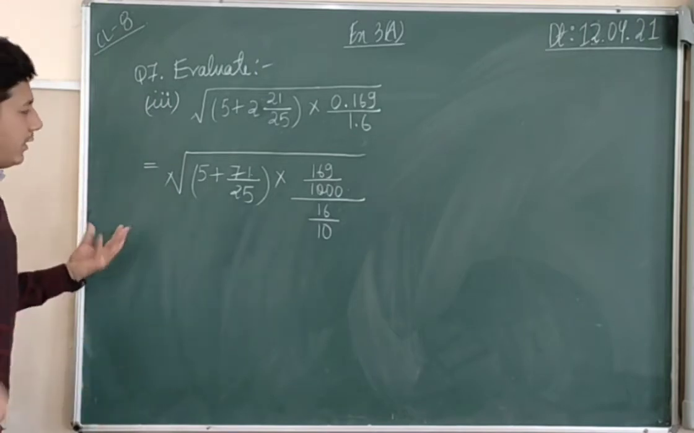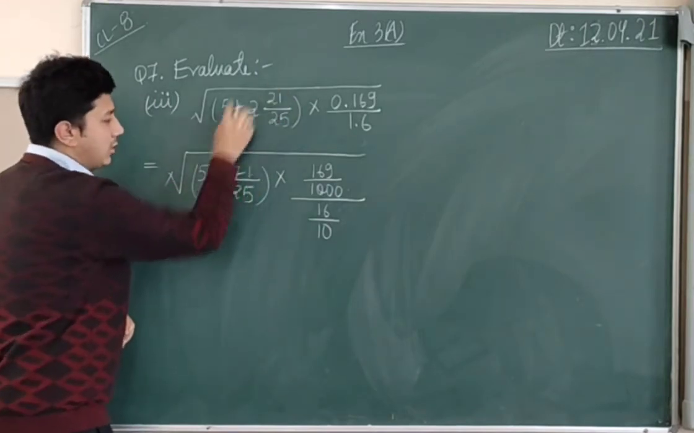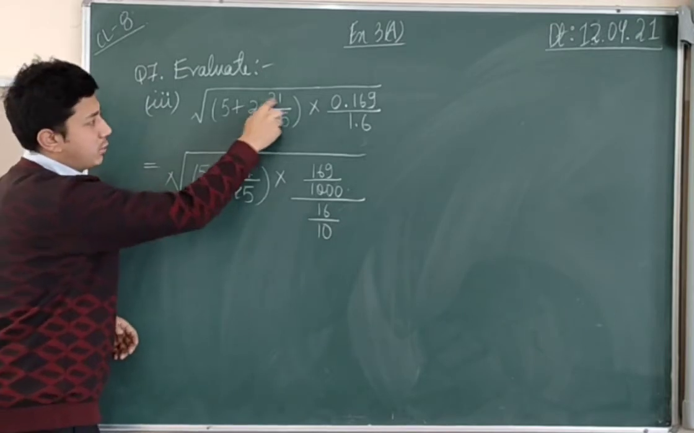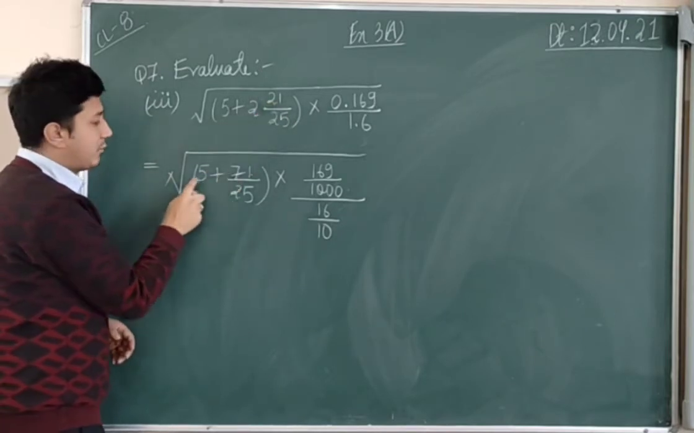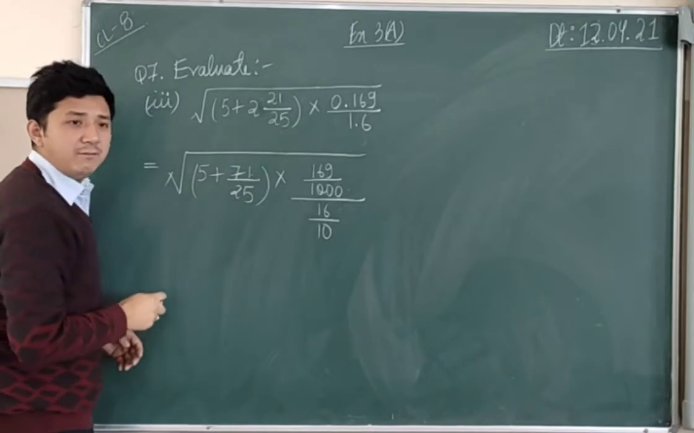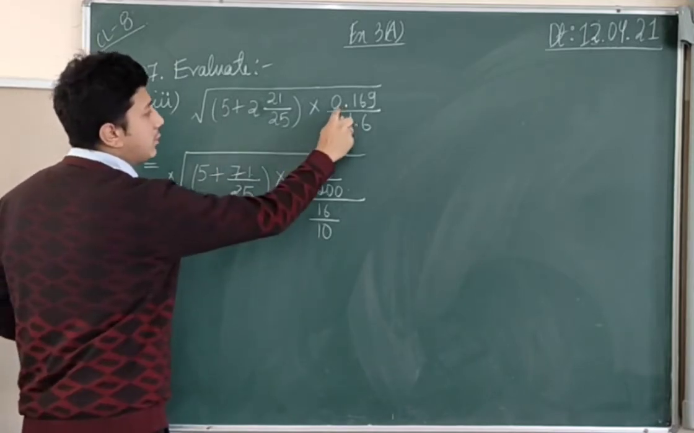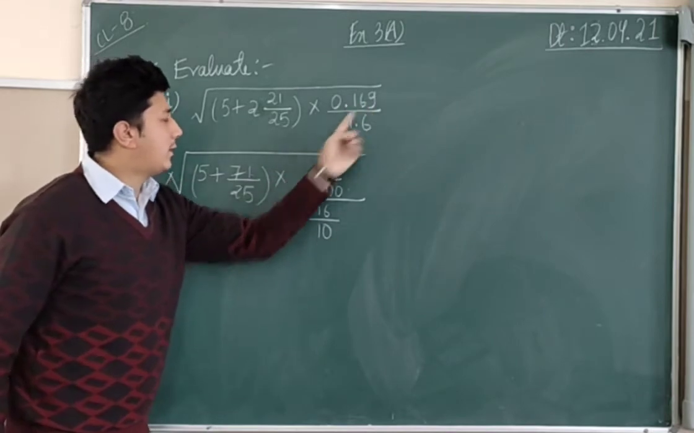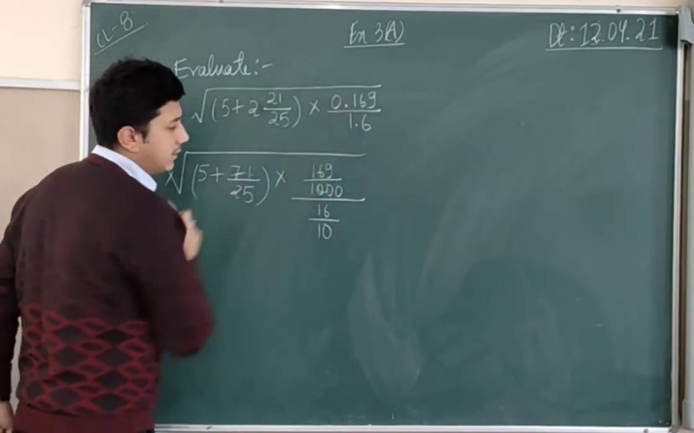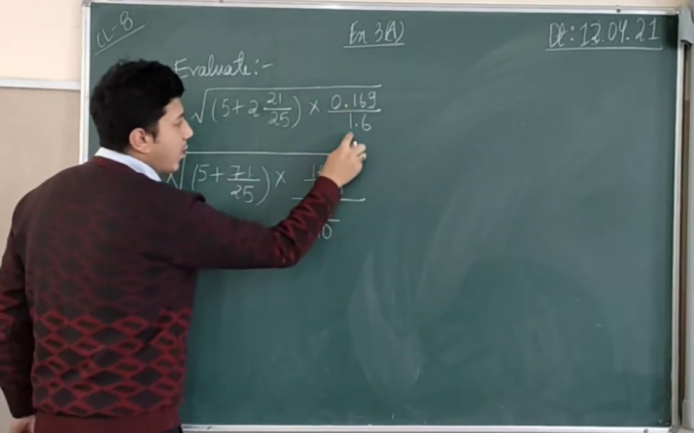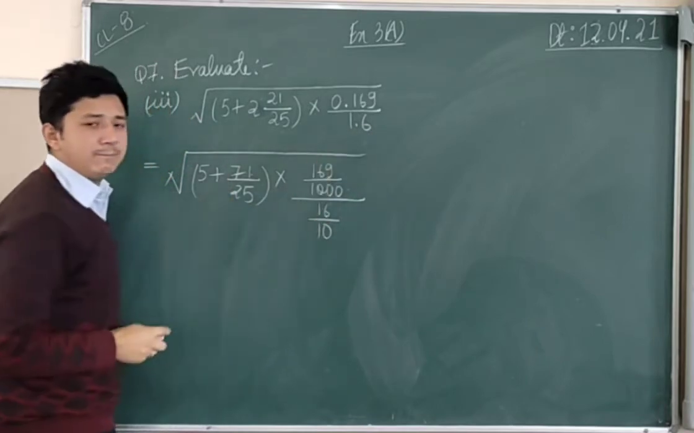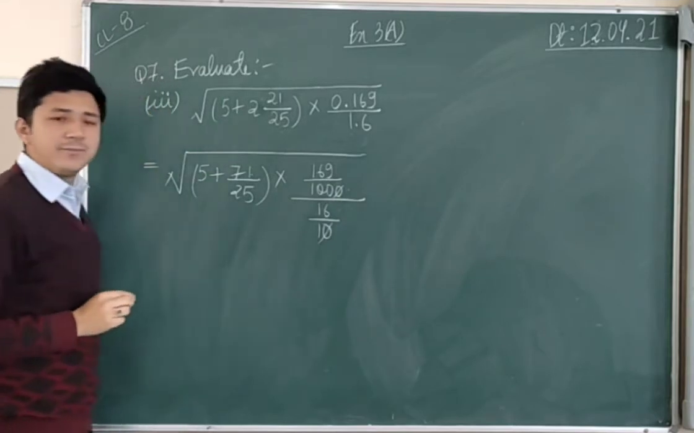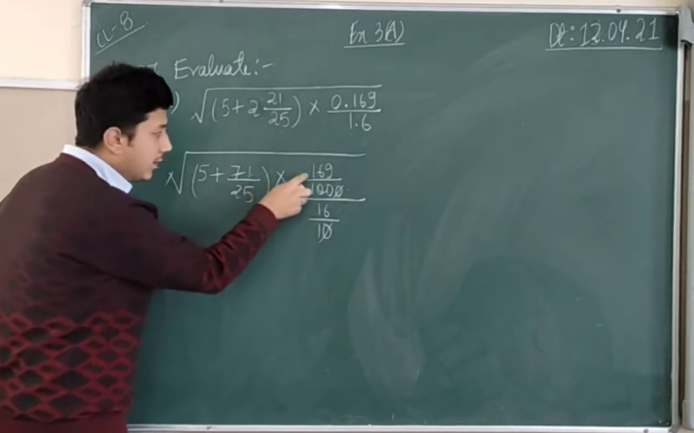Okay, so what we'll do is we'll first convert this mixed fraction into a fraction. So 25 into 2 is 50, 50 plus 21 is 71. So 5 plus 71 by 25 into 0.169, which is 169 by 1000 because of 3 decimal places, divided by 1.6, which means 16 by 10. Okay, now your 0 and 0 get cancelled out.